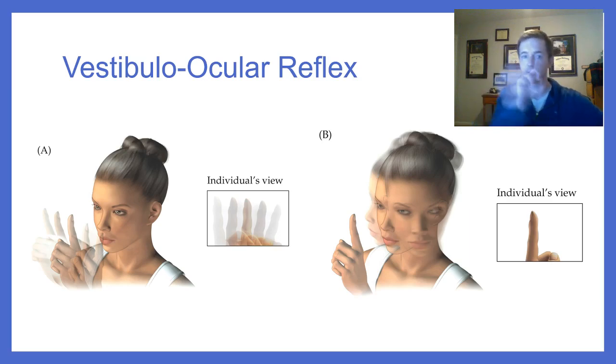So if you take your finger and you go like that, it looks really, really blurry, right? Even if you're trying to follow it with your eyes. But if you just look at it and then move your head, it looks very clear. So that's the vestibular ocular reflex.